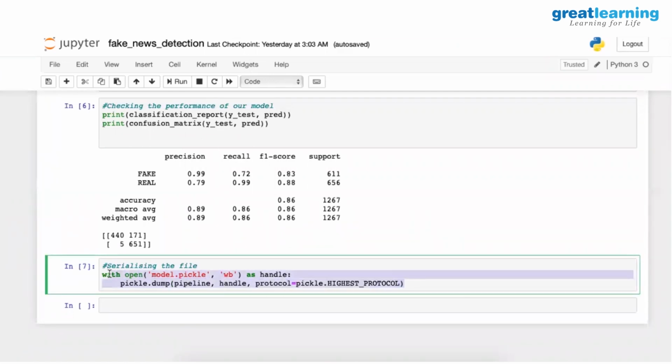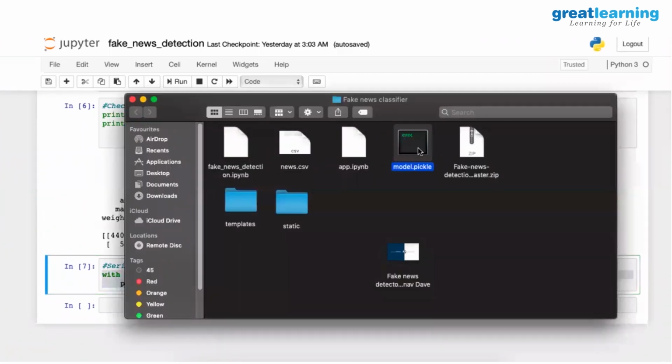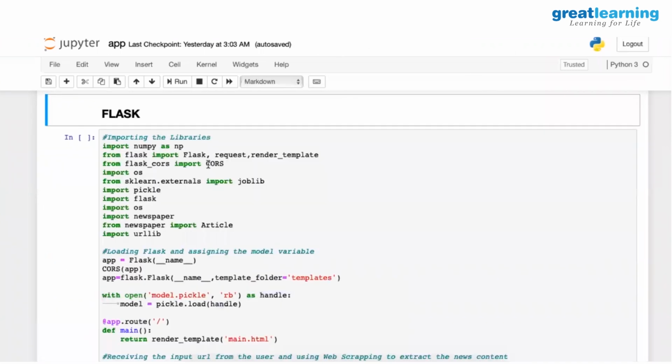This is the two-liner code which you can use to pickle, and once you run it, you will get a pickled file like this. Now your job is to import this pickled file in your real app. So this is my real application.